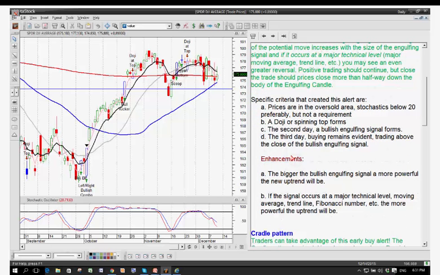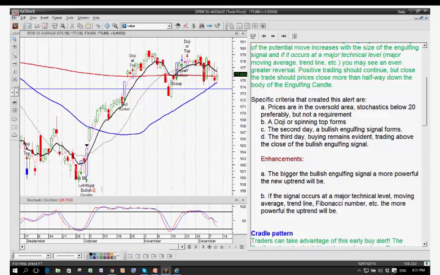And then since you're looking at quite a few of them, because you've run a scan to find these particular instruments, it's going to tell you what to look for so that you can grade the individual setups. 3 left-right bullish combos, for example. How do I decide which one I want to trade? Well, the enhancement to this particular setup is the bigger the bullish engulfing signal, the more powerful the new uptrend will be. Obviously, this one was huge. I don't know if you guys remember that. I certainly do. And if the signal occurs at a major technical level, like your moving averages, your Fibonacci level, or a support level, the more powerful it might be.